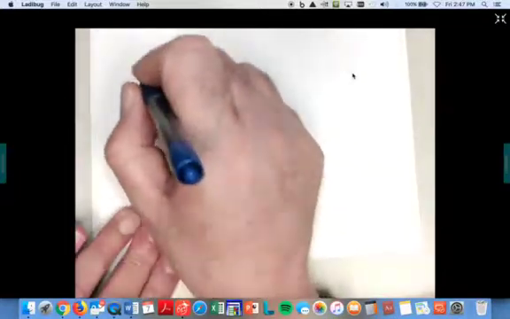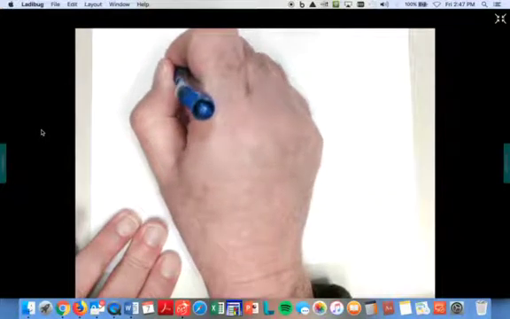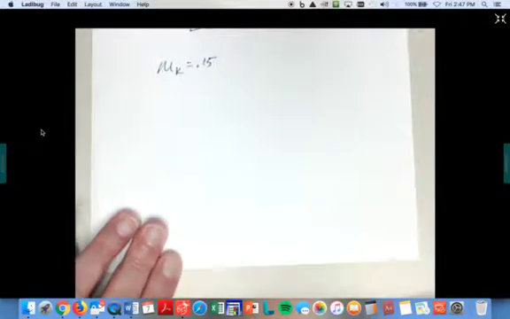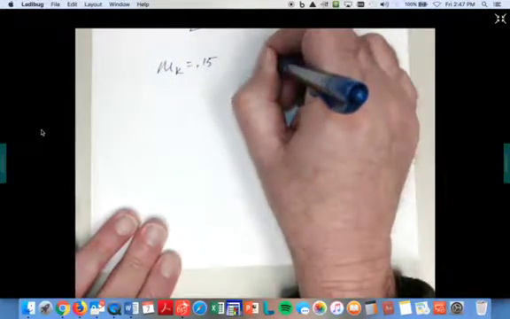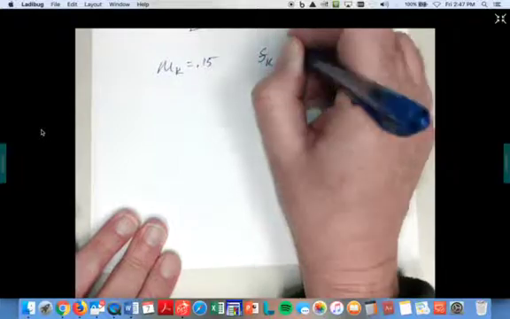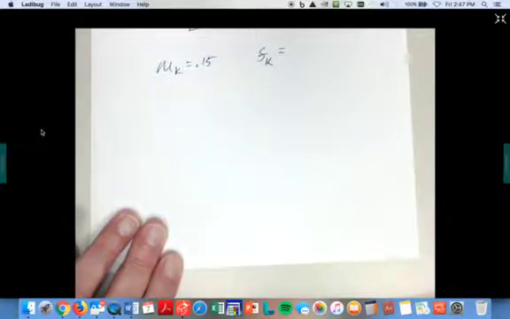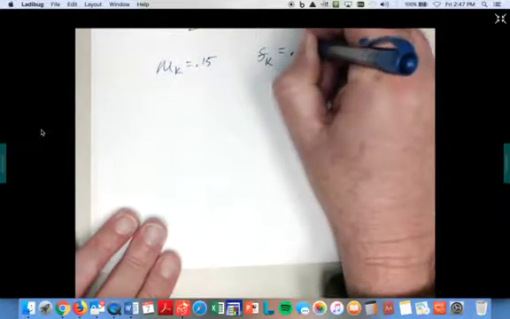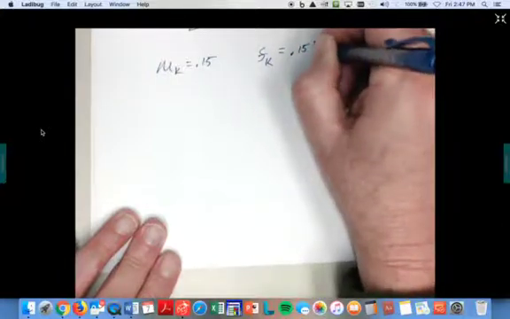Here we go. So I said, all right, Michaela hit some chunky snow here. So we're going to say the coefficient of kinetic friction is now 0.15. Notice it's just a number, and we know that the frictional force is equal to 0.15 times the normal force.